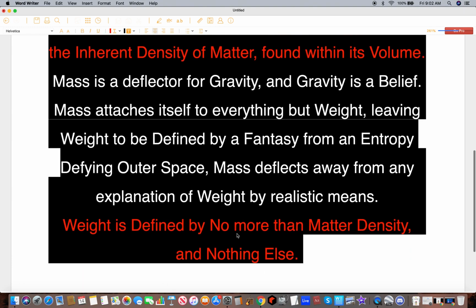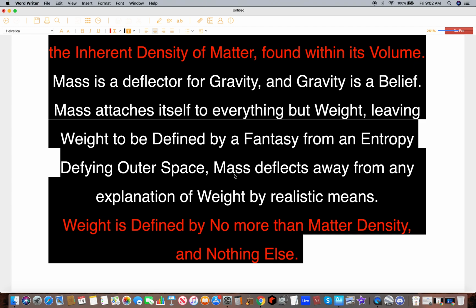Weight is defined by no more than matter density and nothing else. We already have the word matter. Why would we need mass? We already have the word volume. Why would we need mass? We already have the word density. Why would we need mass?